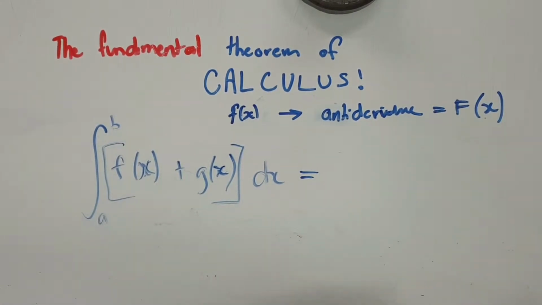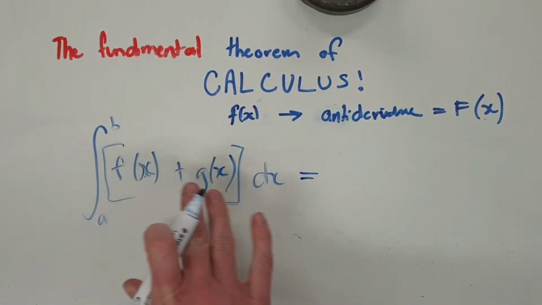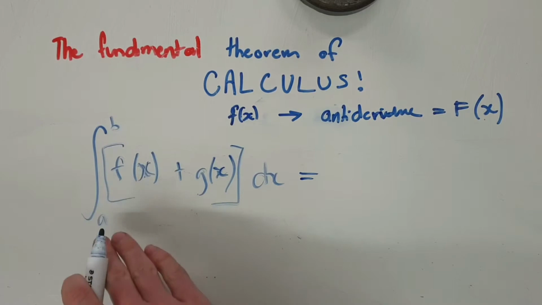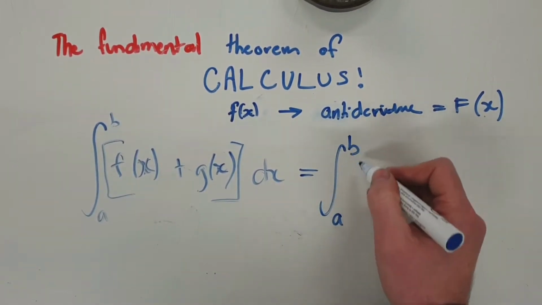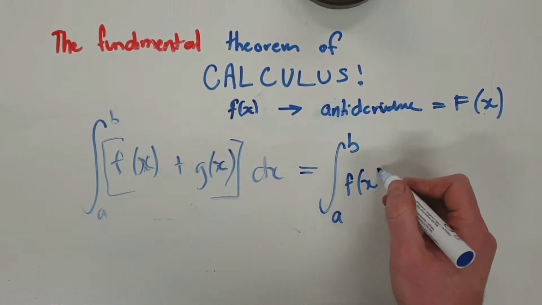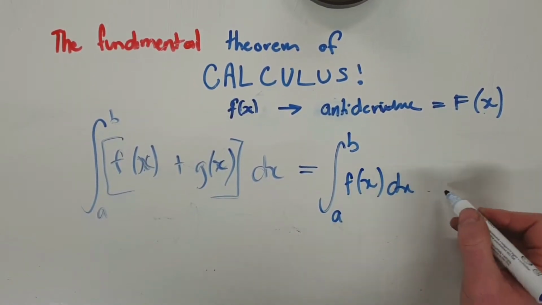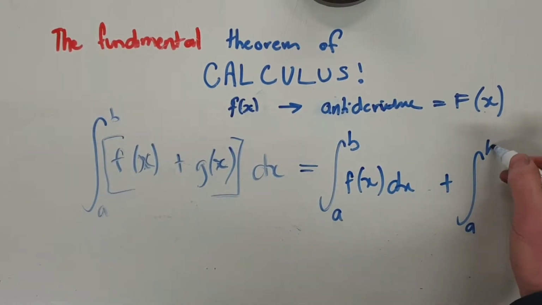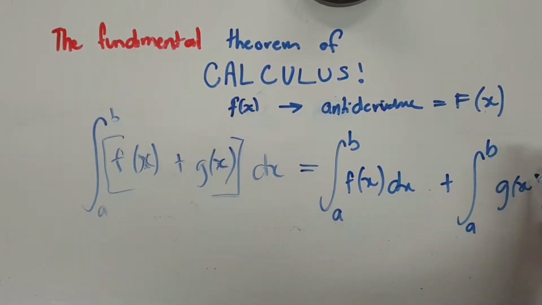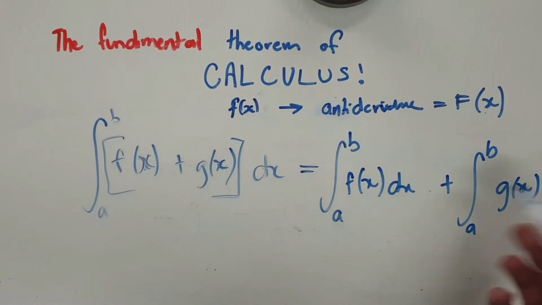So the principle says this. Well, if I've got two functions that I'm adding together, I'm trying to find the integral. Well, I can look at them independently. So from a to b, I can look at f of x with respect to x, and then I can find the integral with respect to x from a to b of g of x, and I can add them together.